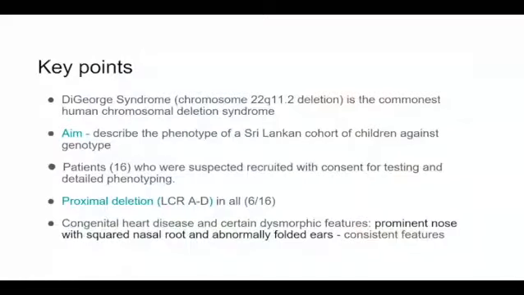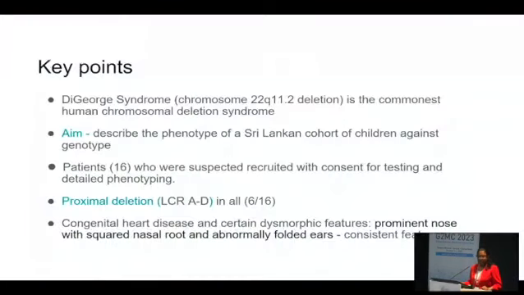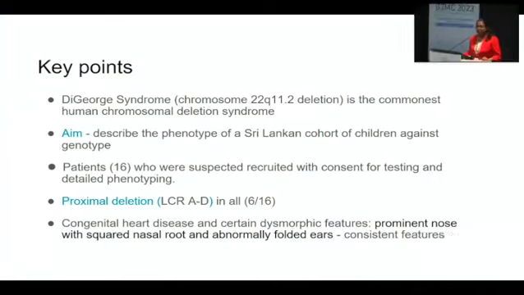The topic is phenotype-genotype correlation of chromosome 22q11 deletion, clues for better clinical suspicion in resource-limited setting. So chromosome 22q11 is the most common deletion syndrome in humans. So the deletion in this particular critical region is categorized as proximal, central, and distal deletions. So the aim of our study was to describe the phenotype-genotype correlation in Sri Lankan children.